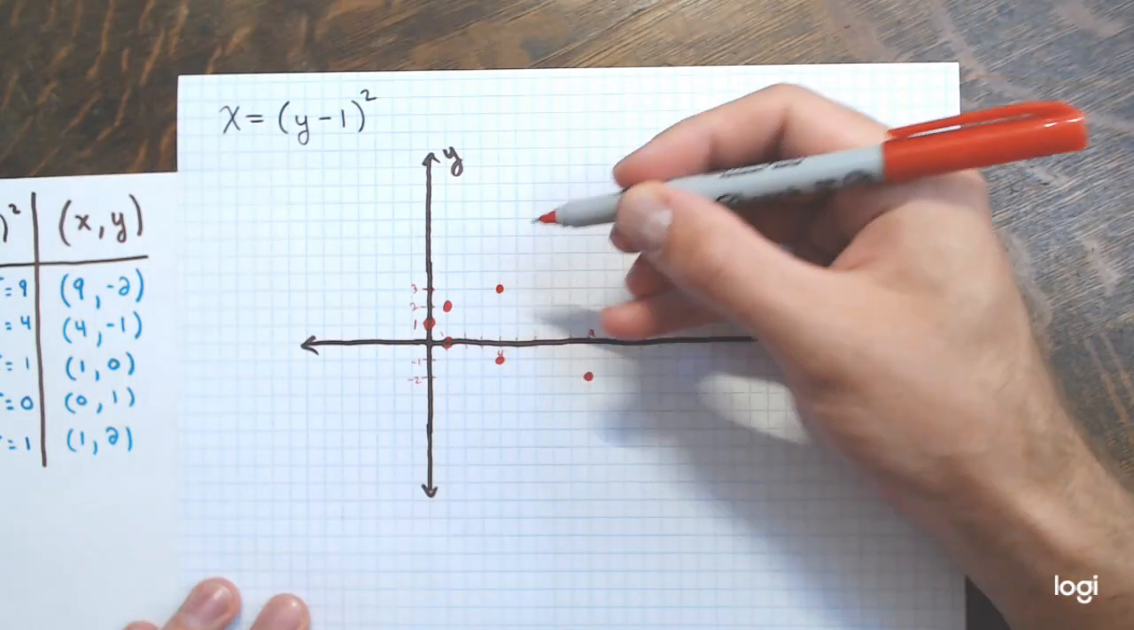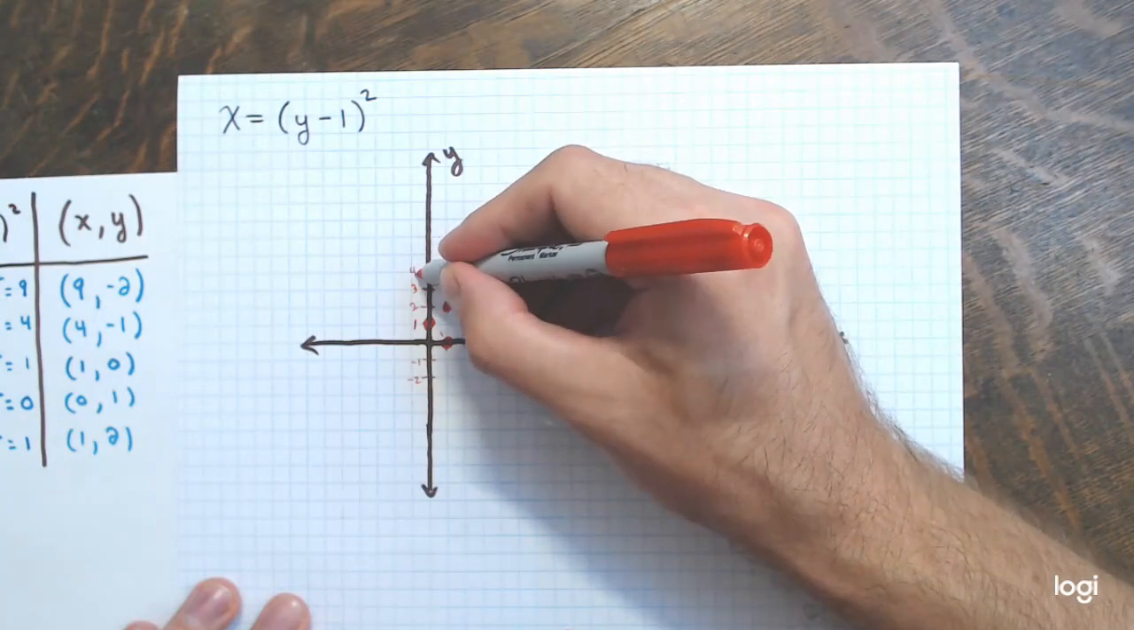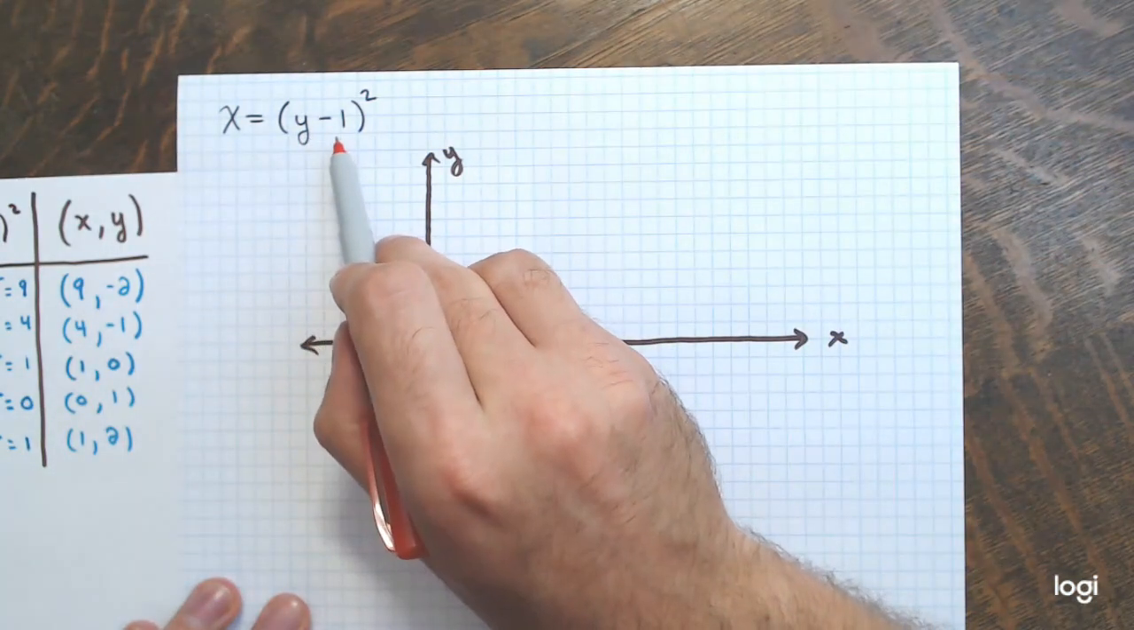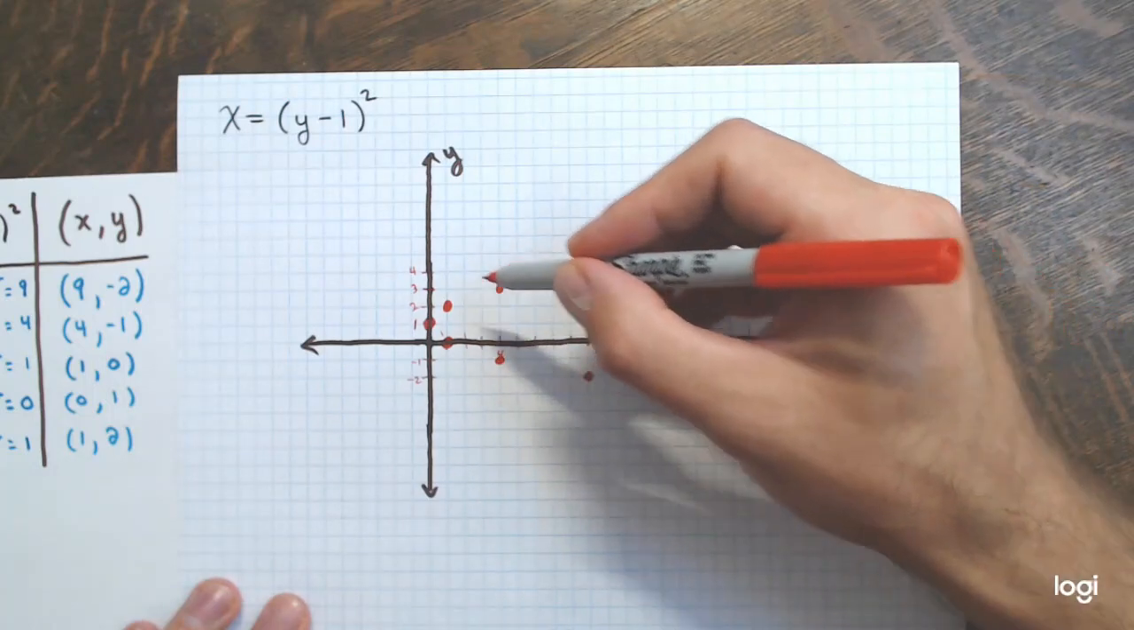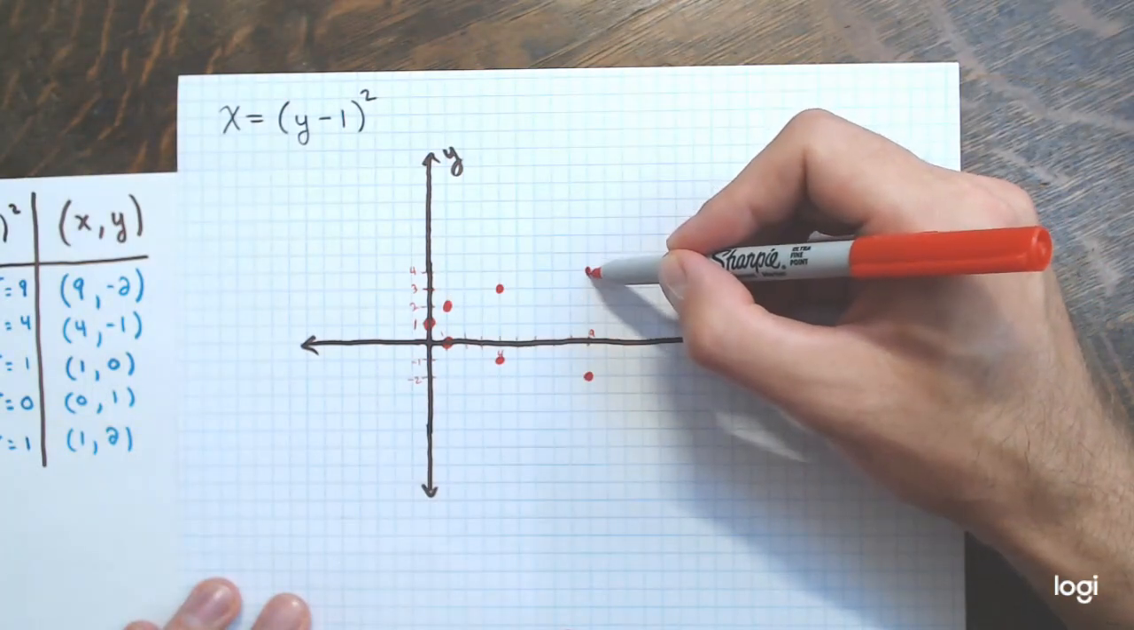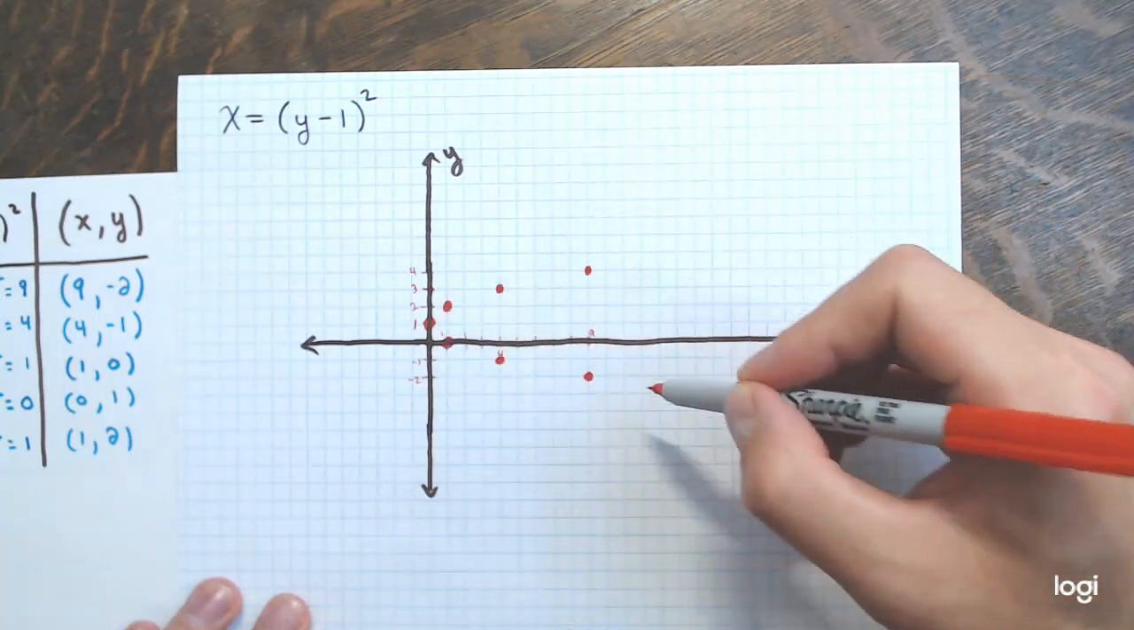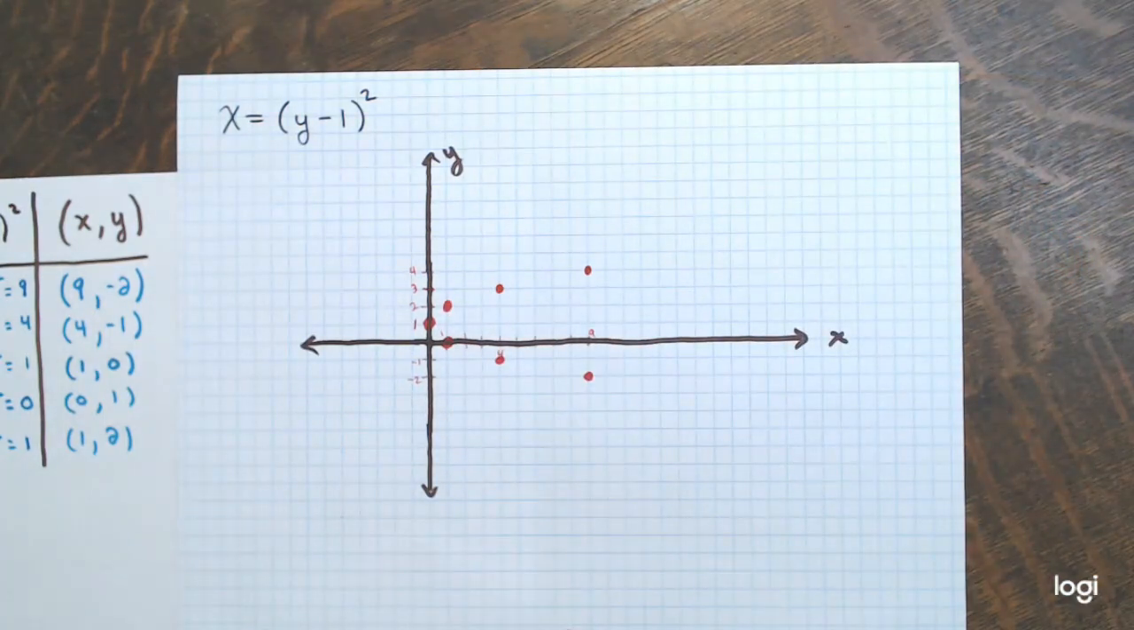That point. If I plug in 4 for y, 4 minus 1 is 3. 3 squared is 9. I'd get 9 for x, which I have out here. 9 for x would give me 4 for y. At that point there, and now hopefully you can see more of the parabola shape coming in.